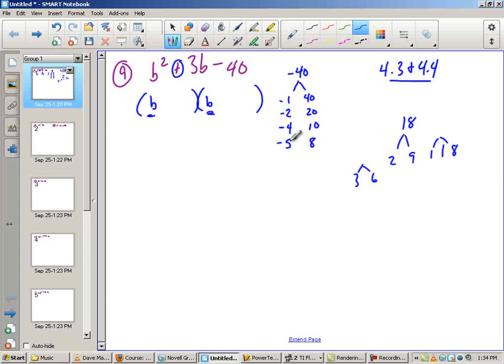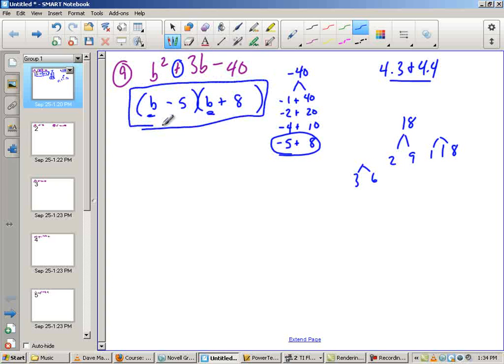Well, which one, when I combine them and put a little plus sign in the middle, gives me 3? The answer is negative 5 and 8. So I'm going to put minus 5, plus 8. This is the same equation but factored. And the way I would check is to FOIL. b times b is b squared. b times 8 is 8b, and negative 5 times b is negative 5b. Well, there's my 3b, and then negative 5 times 8 is negative 40. So I would get the same thing I started with. So your answer is here in blue, b minus 5, b plus 8.